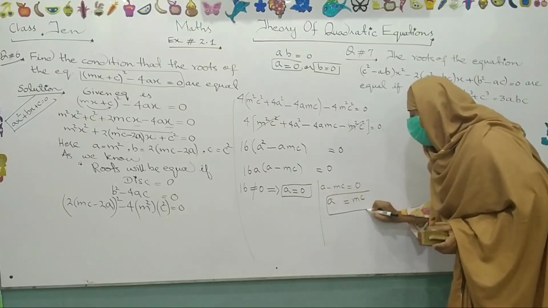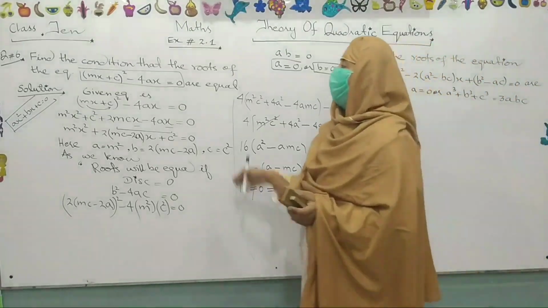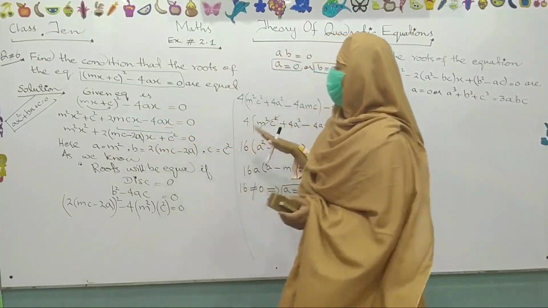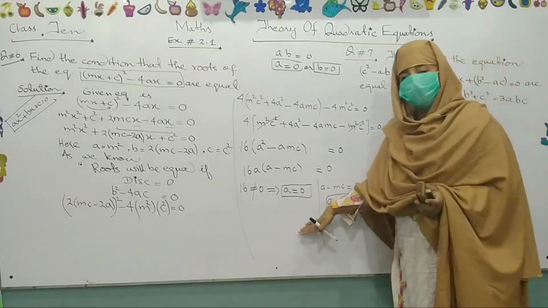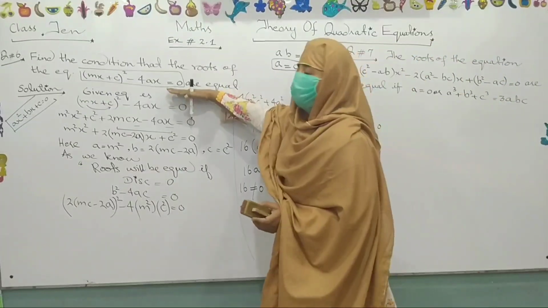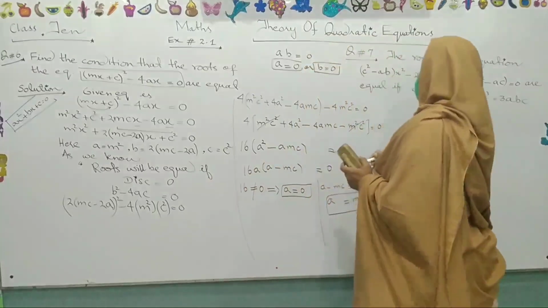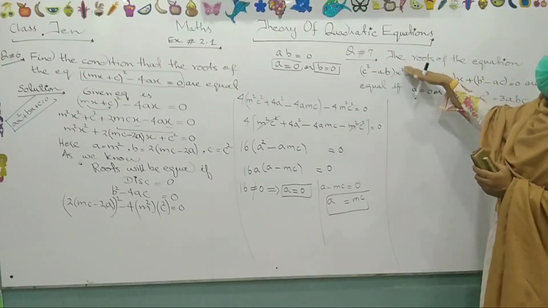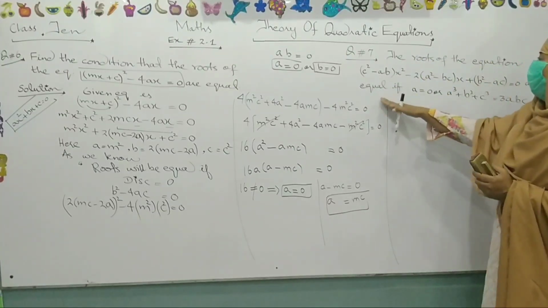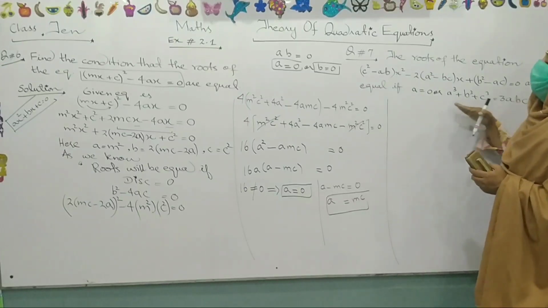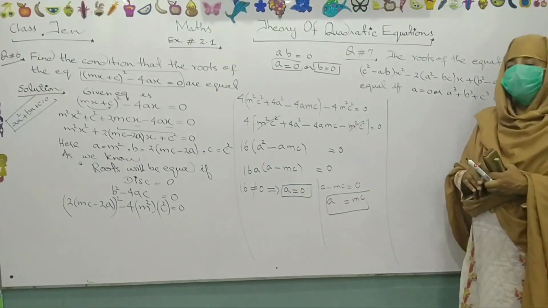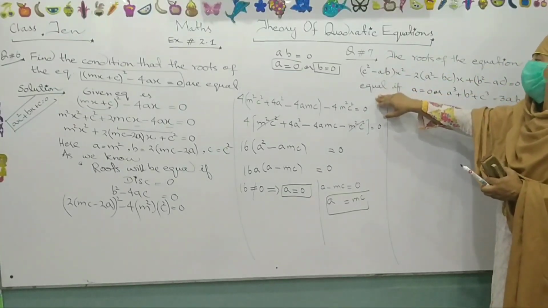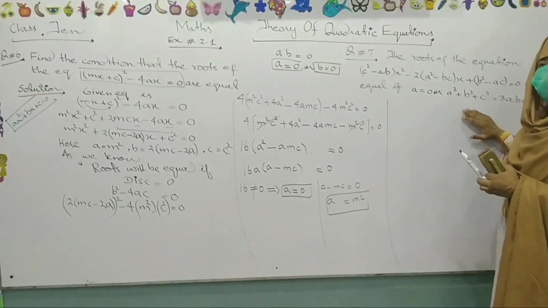So, these two are the conditions for which the roots of this equation will be equal. So, students, we have to find the values for which the roots of this equation will be equal. Now we do question number 7. What is question number 7? The roots of the equation are equal if these two conditions hold. What is the requirement? We are given that roots will be equal if these two conditions hold.